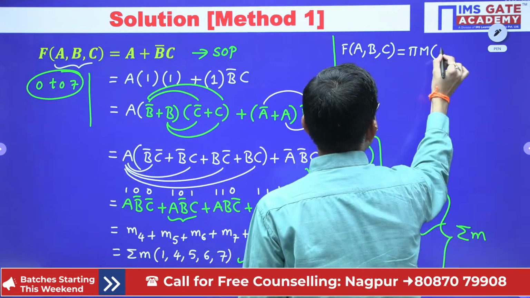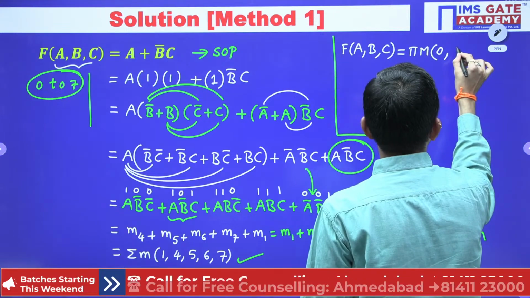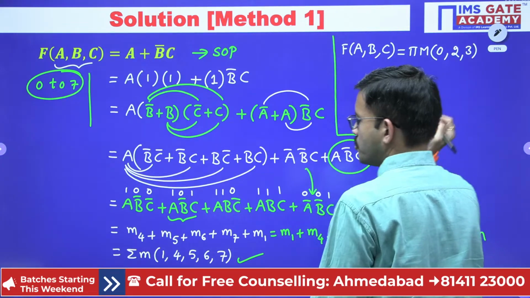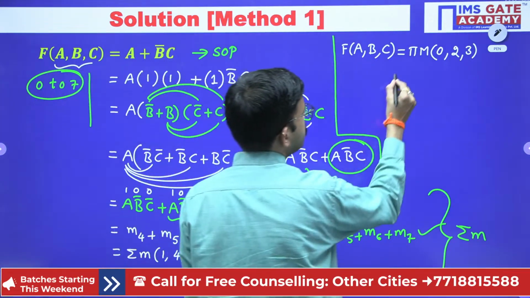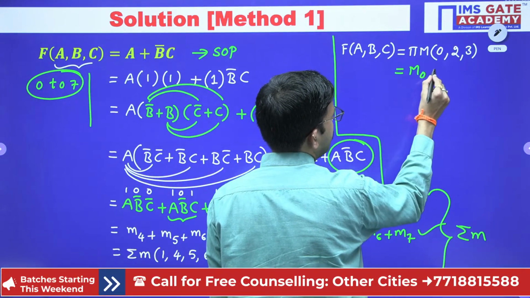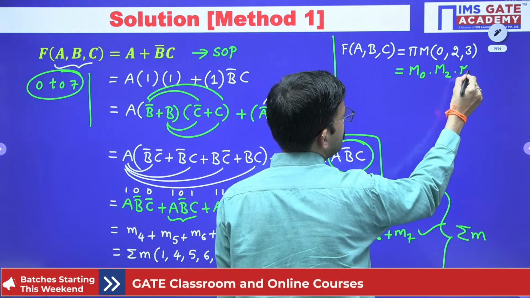0 is not present. Then 1, 2, 3 not present. 4, 5, 6, 7 are present. So it is pi capital M 0 to 3. Or this one you can write as multiplication of max terms M0, M2, M3.